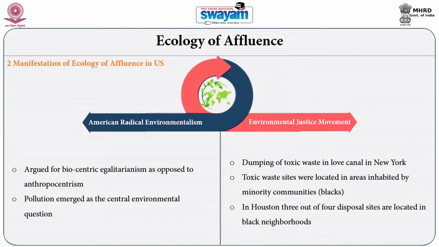So in that sense, the ecology of affluence was manifested through two essential aspects. One is the emergence of radical environmentalism in America, which talks about conservation of nature because it identifies the merits of conservation. And secondly, environmental ideas in America were manifested through the environmental justice movement, which essentially highlighted the linkages between class and environmental degradation.